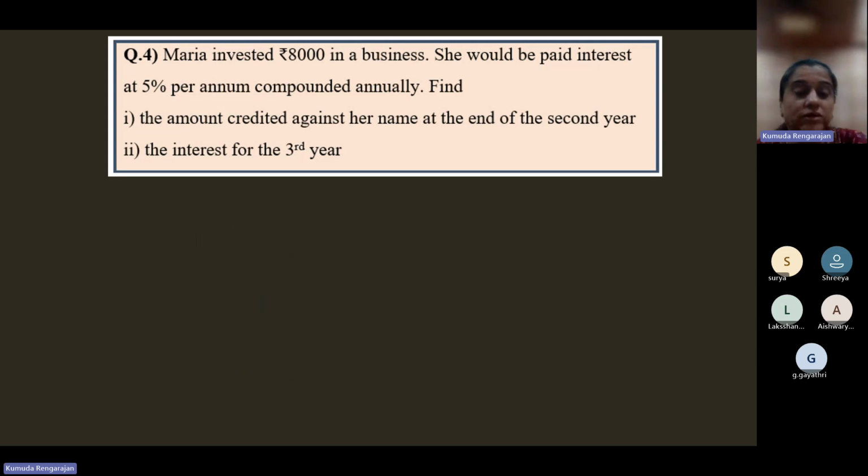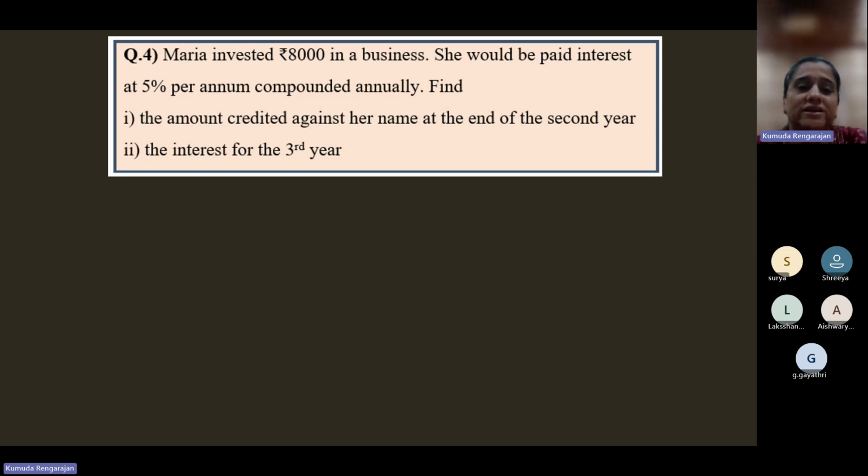Okay. Look at this one. Maria invested rupees 8,000 in a business. She would be paid interest at 5% per annum compounded annually. So Maria is investing 8,000 rupees in a business, and she would be paid interest at 5% per annum, meaning for a year, compounded annually only. Interest is calculated every year. Find the amount credited against her name at the end of the second year. Find the amount, not the interest.